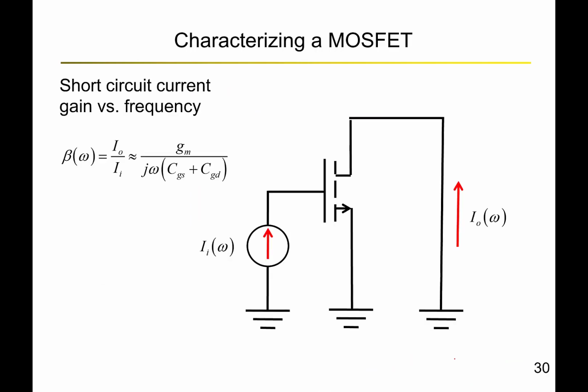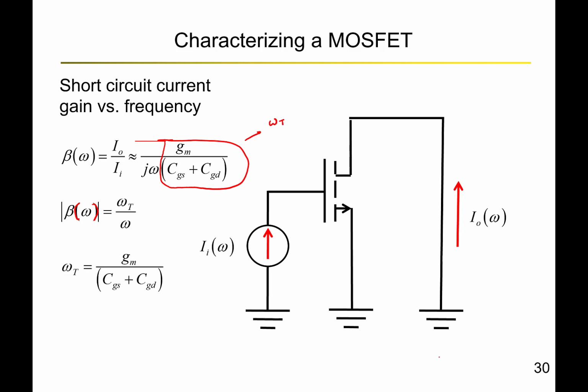Let us try to make sense of that result. As we have seen, the current gain is given by this formula, Gm over omega times CGD plus CGS. Because it's current gain, we call it beta, and it's a function of the frequency, so beta of omega. And let's define this term, which is independent of omega, as omega t. And we can write beta of omega is basically omega t over omega, where omega t is Gm by CGS plus CGD. Or in other words, omega t is simply Gm over C total seen at the gate.